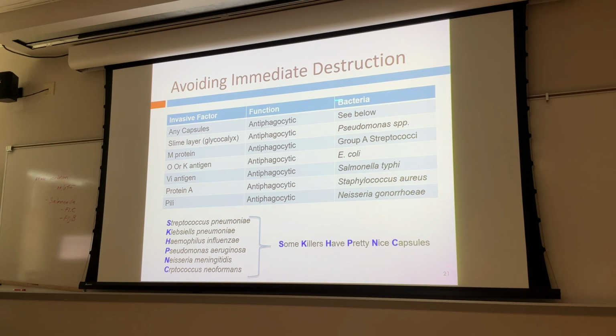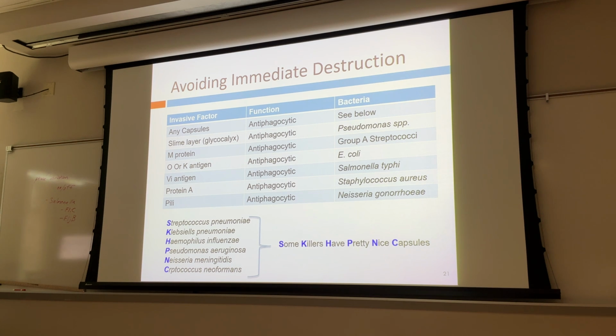Any capsule is going to be antiphagocytic, like these ones. Slime layers can also be antiphagocytic. Pseudomonas can not only make a capsule, it can also make a slime layer depending on the environment it's in. What's the difference between a slime layer and a capsule? Slime would be like something that can be washed off. A slime layer is not as heavily attached to the underlying material, whereas a capsule is attached.